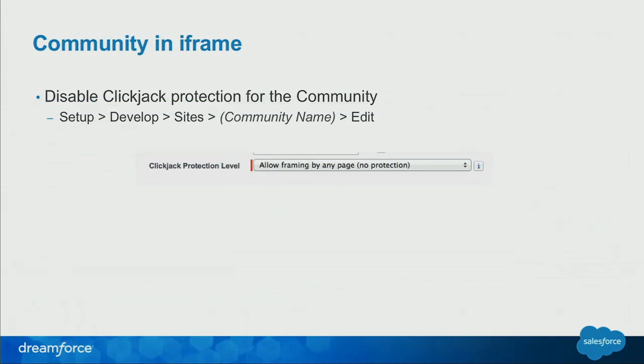If you want to show a community in an iframe which is displayed in some external portal, the first thing you have to do is disable the clickjack protection for the community. If you don't do that, you will just get an empty iframe. It will not display the community. How you do that is you go into Setup, Develop, Sites, click on your community name, and then change the clickjack protection level to allow framing by any page or no protection, and then it will work.